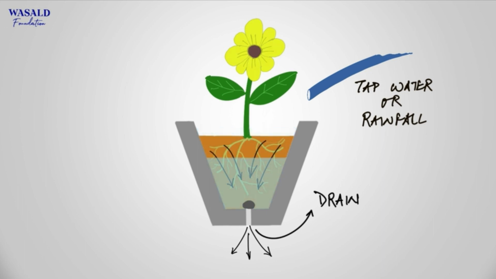The plant only uses the water it requires, stays healthy and keeps blooming with more flowers. This is how drainage of water takes place.